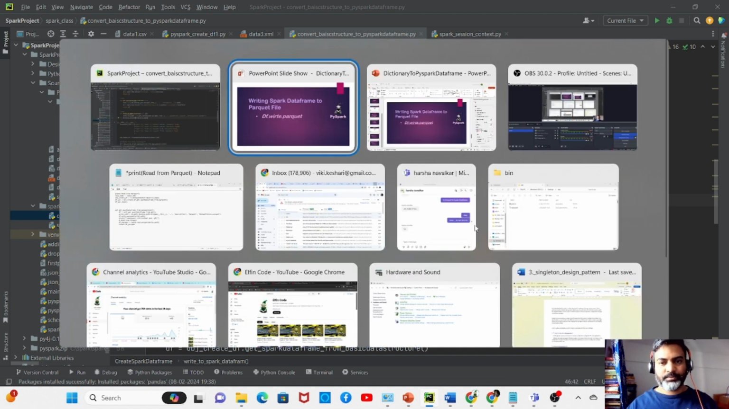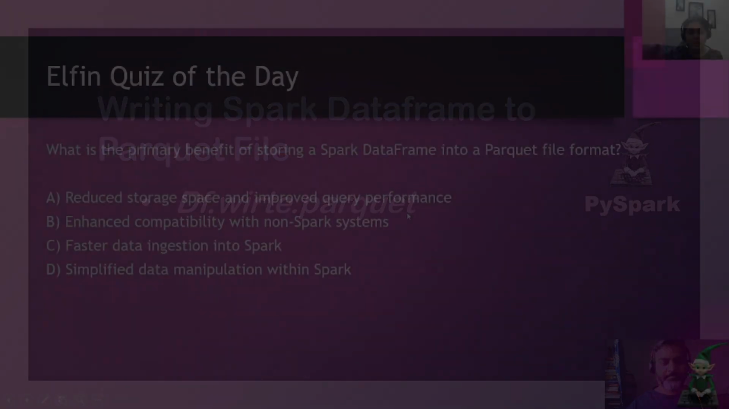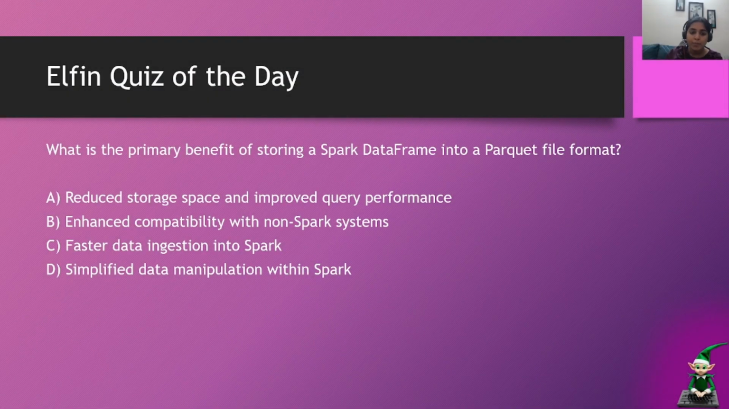Now it's the quiz time. Elephant quiz of the day. What is the primary benefit of storing a Spark data frame into a Parquet file format? Option A, reduce storage space and improved query performance. Option B, enhanced compatibility with non-Spark systems. Option C, faster data ingestion into Spark. Option D, simplified data manipulation within Spark.